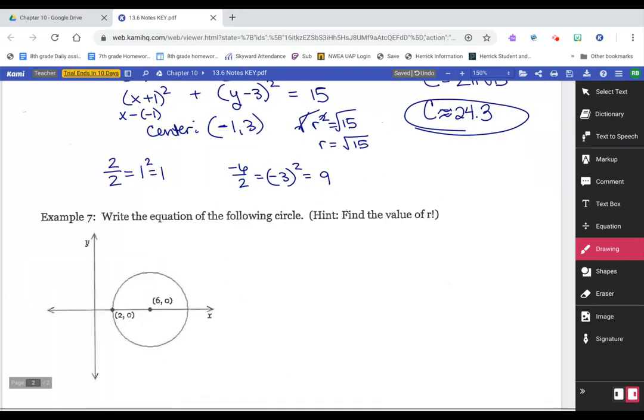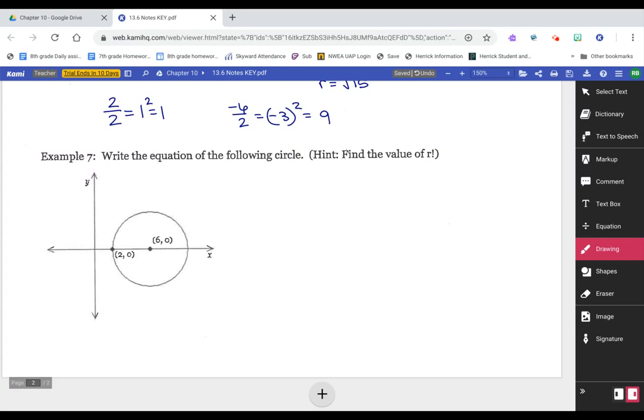Okay, we're going to go the opposite way in example 7. So example 5, I told you to graph it. This time they're telling you to write the equation from the graph. Okay, so let's look at this. We know that our center is at 6, 0. The radius is how much? So from here to here, if x is 2 and it goes to 6 to get to the center, that means this is 4 units long. So your radius is equal to 4.